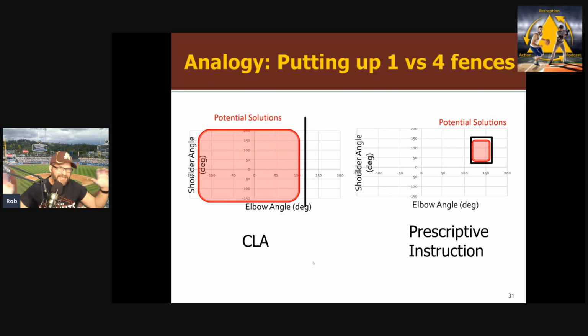Another way to put this, think of these two contrasts, a way to contrast an information processing and ecological approach: putting up one fence versus putting up four fences, right? So in the constraint set approach, we're putting up one fence, one constraint, telling you you can't go over there, but there's a huge field of potential solutions, that red area. In prescriptive instruction, we're putting up four fences. We're putting up a pen, a really small pen that puts you in this area we want. So your potential solutions, yes, there's still some room for variation and finding your own individuality, but compared to the constraint set approach, it's tiny, right? That's prescriptive instruction. Okay.